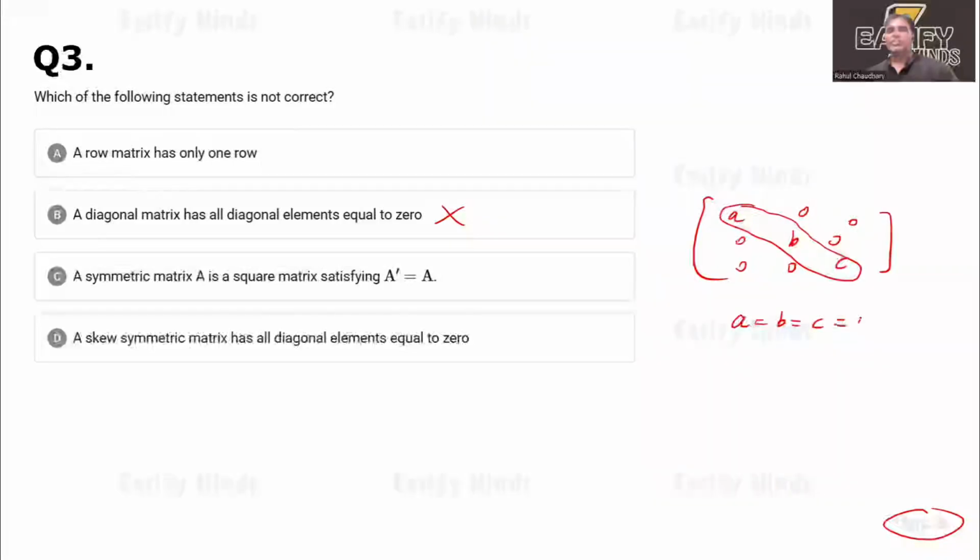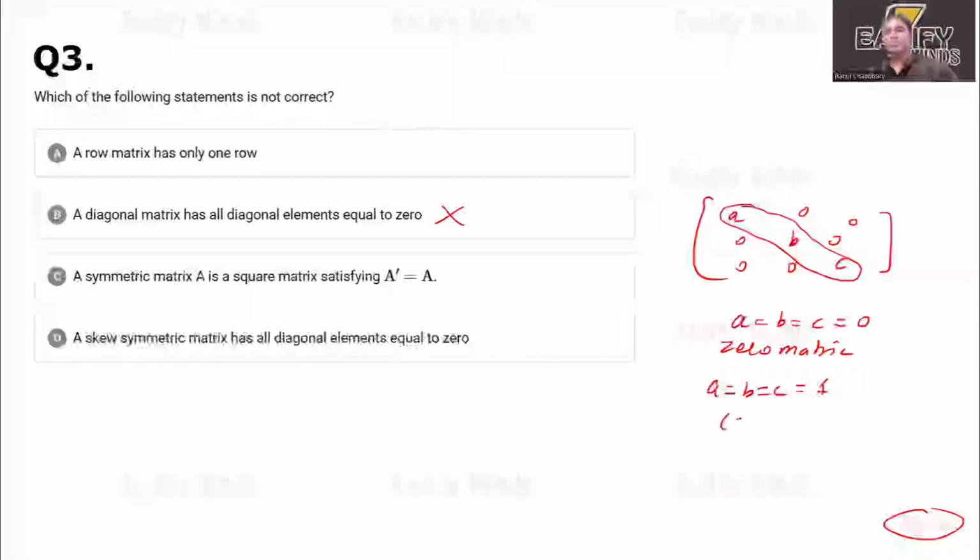Now tell me, if they are all equal to 0, which kind of matrix do we call it? Zero matrix. If all are equal to 1, which kind of matrix will I call it? Identity matrix. And if all are equal to some value k, which is not equal to 0 and 1, which kind of matrix? Scalar matrix.